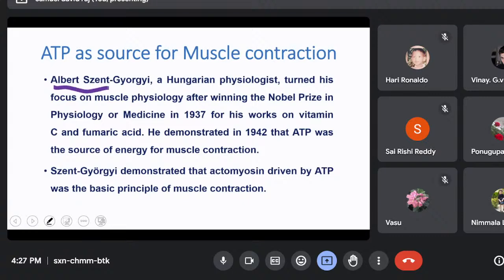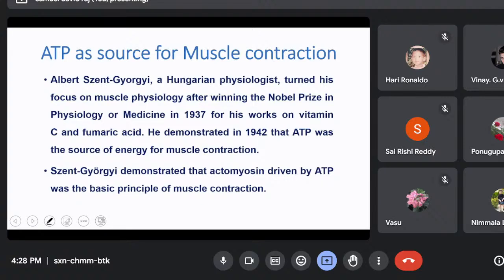The scientist that is involved in this particular research is Szent-Györgyi. S is silent here. Albert Szent-Györgyi is a Hungarian physiologist. He turned his focus on muscle physiology after winning the Nobel Prize in Physiology or Medicine in 1937 for his works on vitamin C and fumaric acid. So he worked on vitamin C and fumaric acid, for which he got the Nobel Prize. Later he worked on muscle physiology.